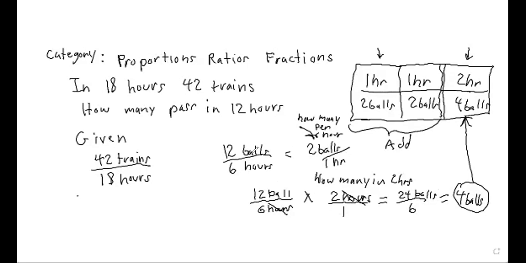So now let's go to our original problem and see what ratio they gave us. They said 42 trains pass in 18 hours. So the ratio is 42 trains over 18. And they want to know how many trains pass in 12 hours. So we're interested in 12 hours now. So we do the same thing. We just simply multiply this ratio by 12. Why? Because remember, the ratio tells us how many trains are going to pass per hour. We don't need to calculate it. We just have to understand that that's what it shows us.